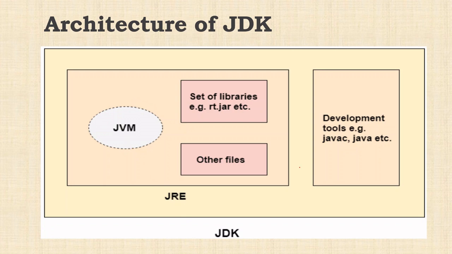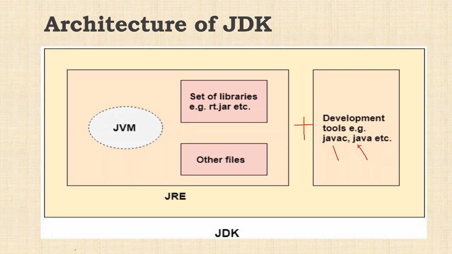Before, we saw the JRE, so JRE plus development tools, that is, JRE plus development kit, will be the JDK. So inside the development tools, what will be available? javac and java: javac for compilation and java for running. We'll see the architecture in real time when we install the software, and then we can understand it easily. For now, understand that the JVM is a subset of the JRE, and the JRE is a subset of the JDK.